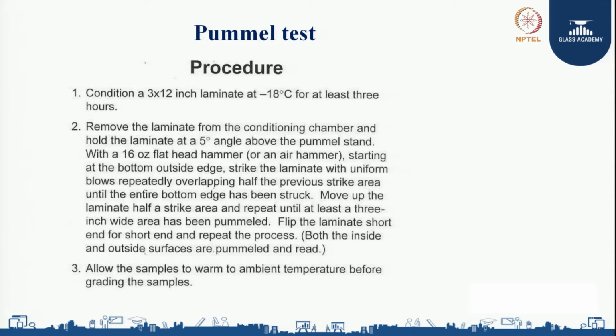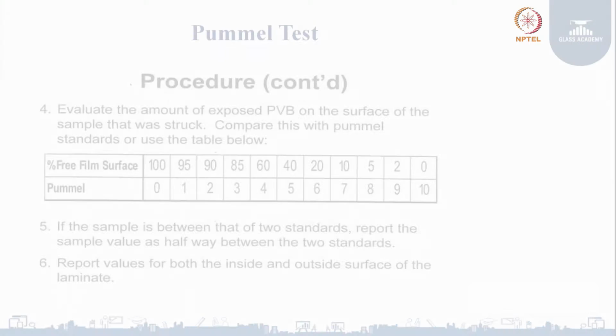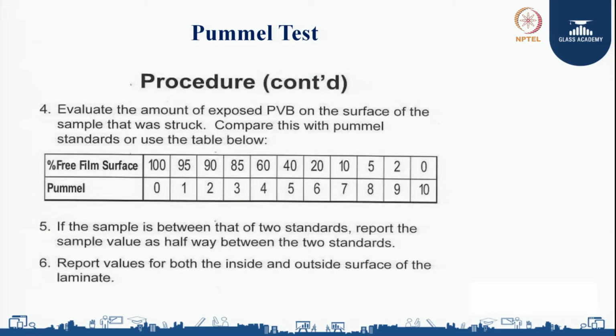Flip the laminate over the short end and repeat the process. Both the inside and outside surfaces are pummeled and read. Allow the samples to warm to ambient temperature before grading the samples. Evaluate the amount of exposed PVB on the surface of the sample that was struck. Compare with the pummel standards or use the table below.